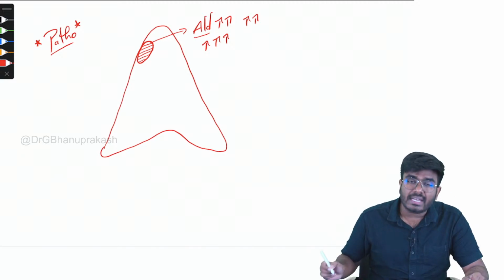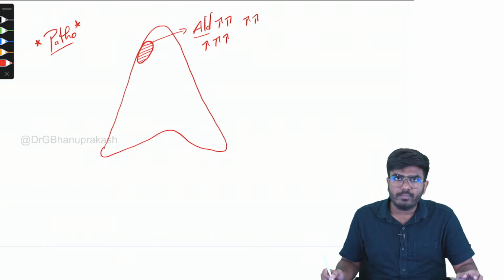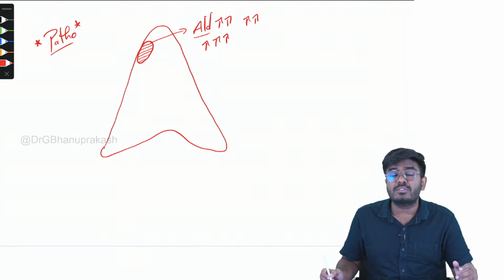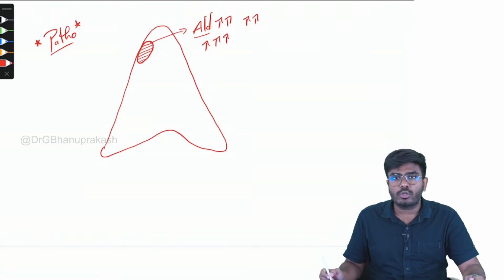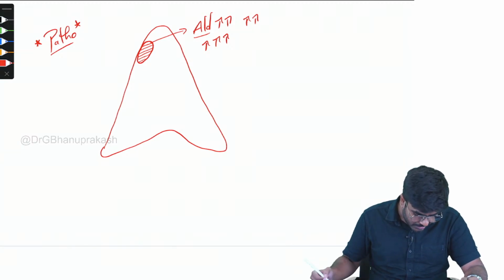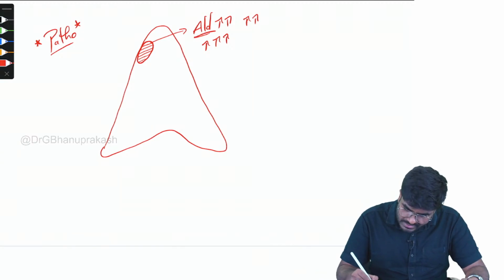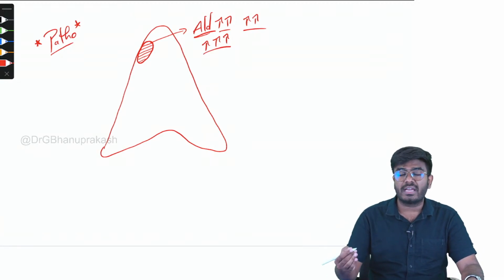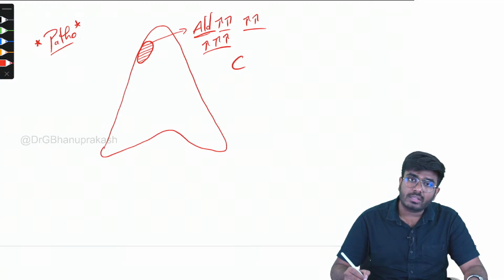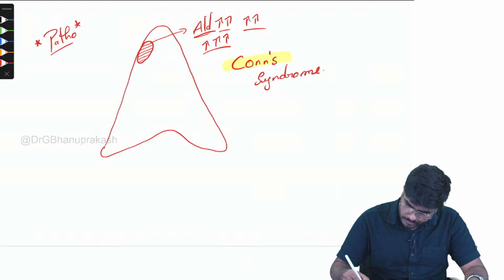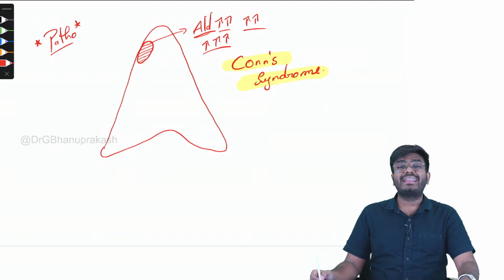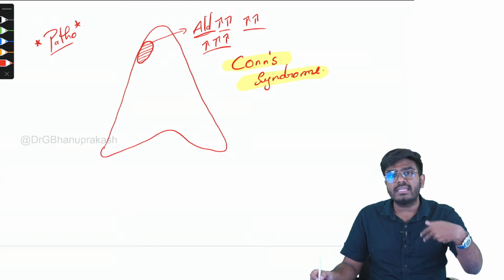Now can you name me what is the name of this syndrome? The syndrome where there is an adrenal adenoma producing excessive amounts of mineralocorticoids, excessive amounts of aldosterone. What is the name of this condition, guys? Excessive aldosterone production is happening. It starts with the letter C. Conn's syndrome. So what exactly is Conn's syndrome? Conn's syndrome is an adrenal adenoma, an adrenal tumor, producing excessive amounts of aldosterone.